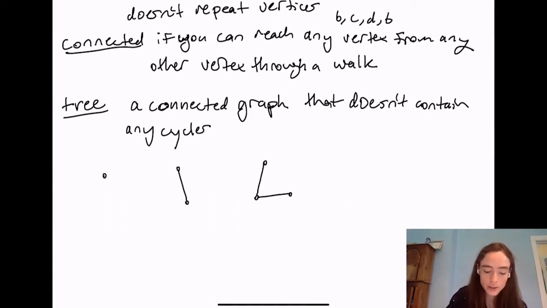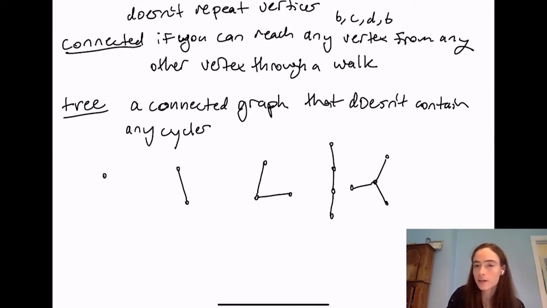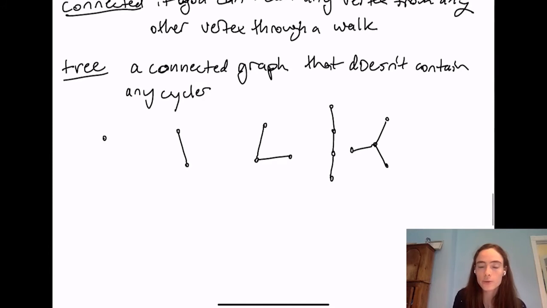So on four vertices, there are two different trees. We can either just have the straight line tree, where we connect them all in a row, or we can have one vertex in the center connected to every other vertex. So just to help with your intuition, why don't you try for a little bit to draw as many different trees on 5 vertices as you can.